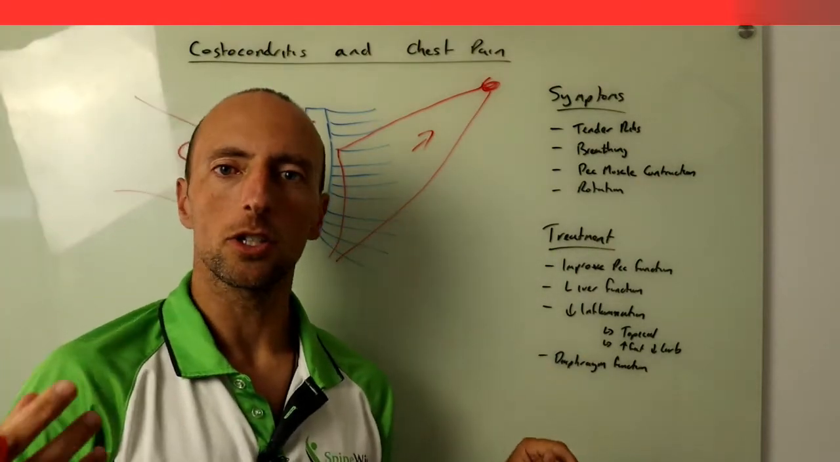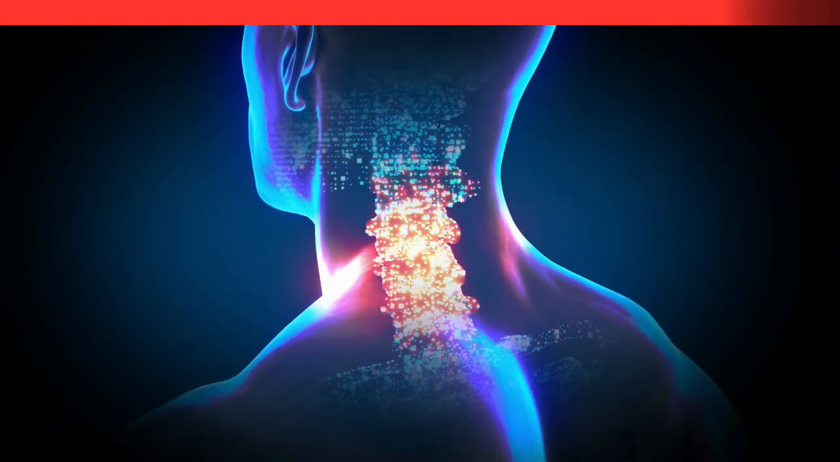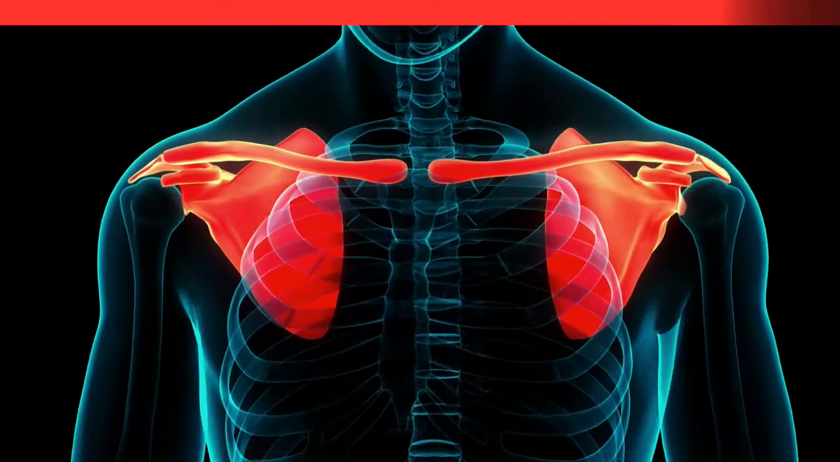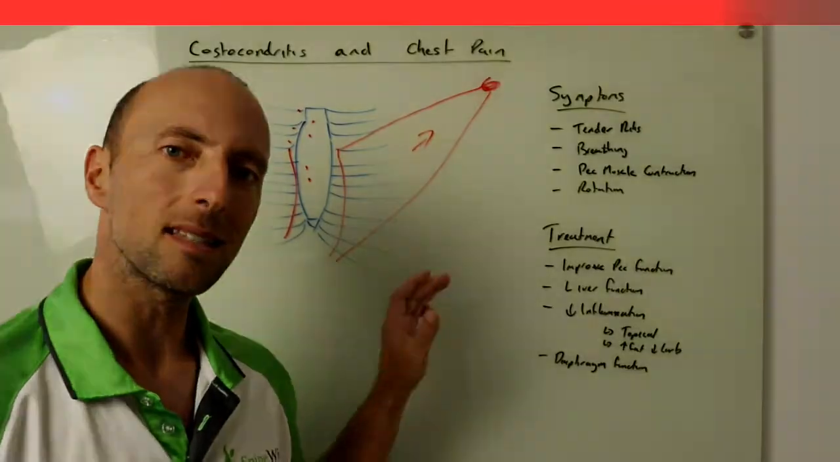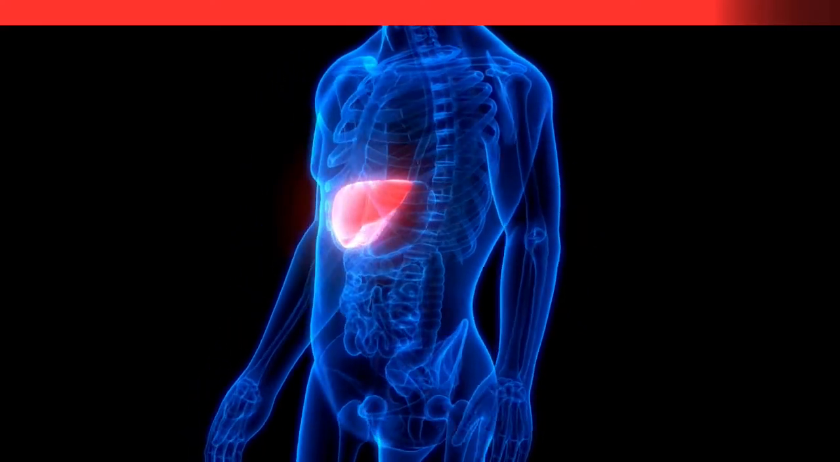This can be neurological from the cervical spine, it can be from the shoulders. There's a lot of different things that can contribute to problems with pec function. The next one we commonly see with this is liver dysfunction. This is just something we've observed.